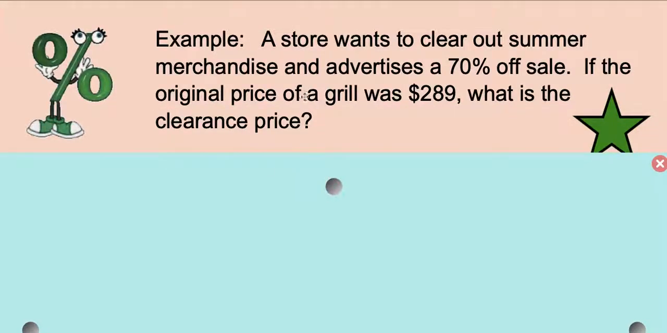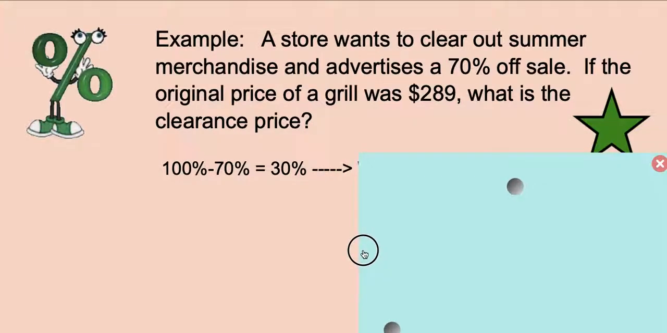A store wants to clear out summer merchandise and advertises a 70% off sale. If the original price of a grill was $289, what's the clearance price? Well, let's take a look. This time we're not adding to get our percentage, we're subtracting. Some percent minus a percent is going to give me that final percent. So they're advertising a 70% off sale. Think of it this way: if everything is 70% off, you're not paying 70%. That means you are paying 30%. So that's where I'm getting that 30%.